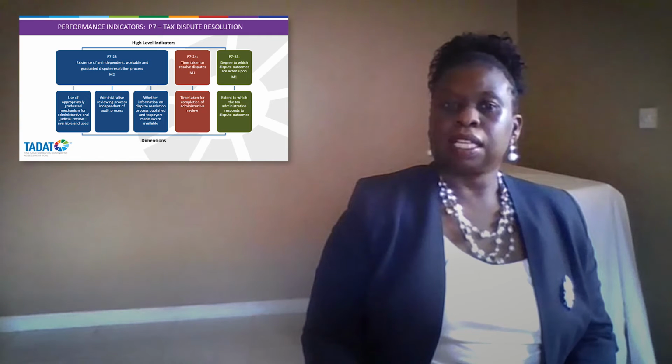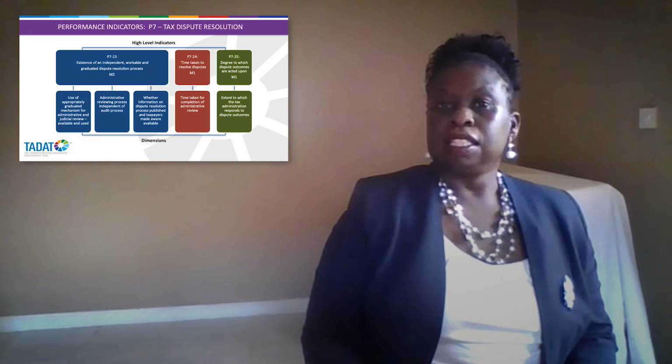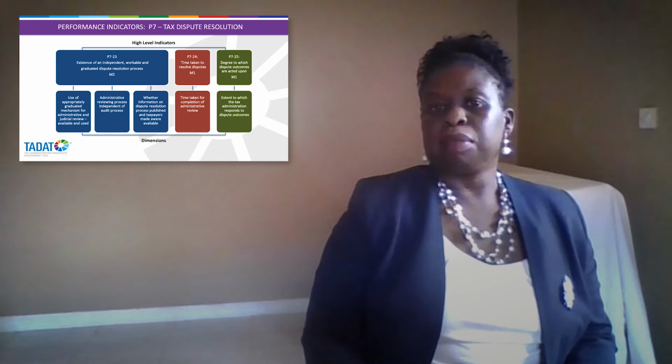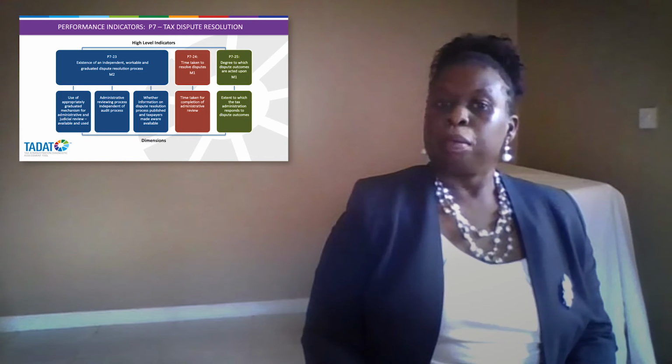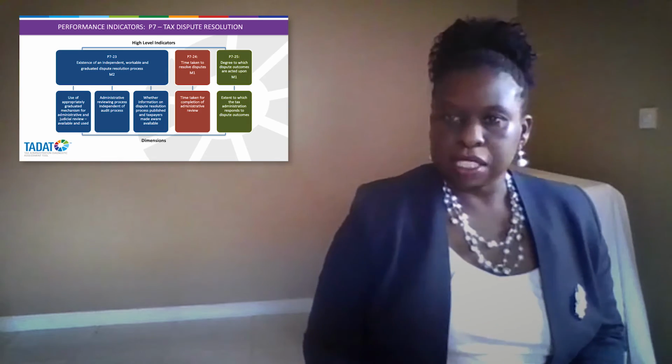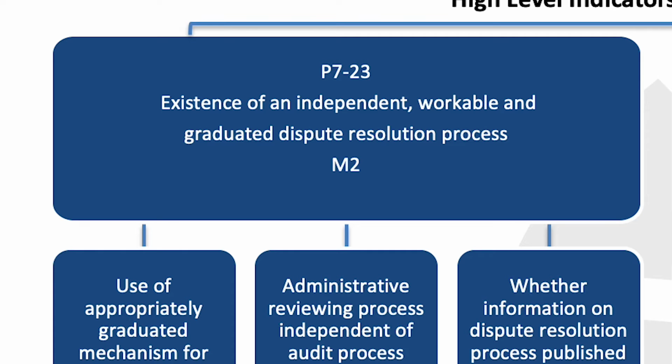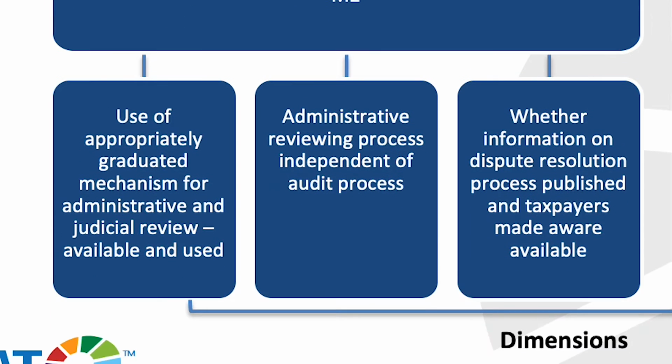Now let's look at these indicators one by one to see how to score the dimensions and the indicators for POA 7. We'll start with P7-23, which is about the existence and availability of a graduated or multi-level dispute resolution process. Remember, indicator P7-23 has 3 dimensions. P7-23-1 addresses the extent to which an appropriately graduated mechanism of administrative and judicial review is available and is used.